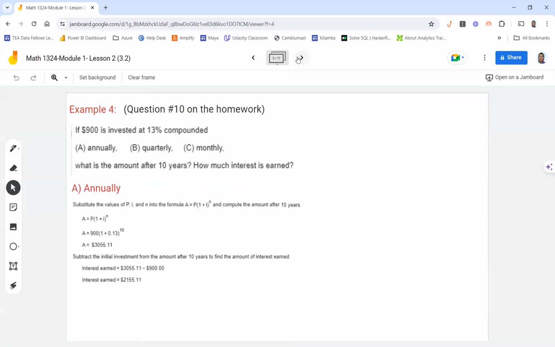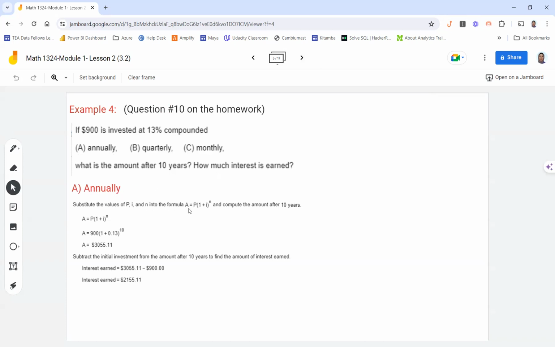My example 4 is actually question 10 on the homework. So the question says, if you have $900 and you have the 13% interest rate, I want you to find the future value after 10 years in 3 different cases. If it is compounded annually, if it is compounded quarterly, if it is compounded monthly. So we're going to focus on the first one first, annually.